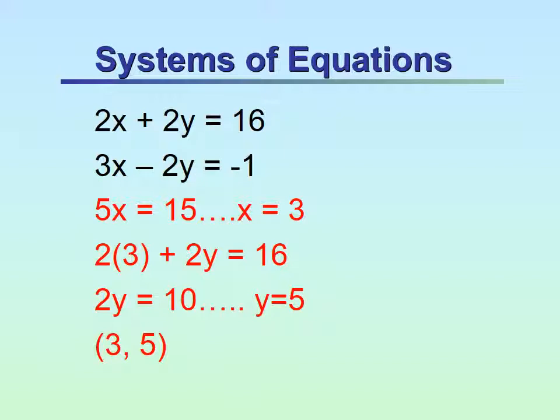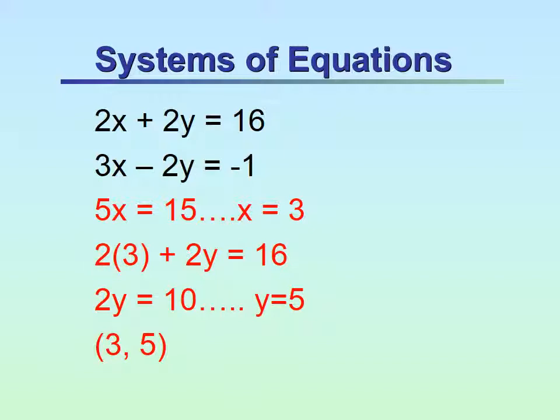Okay, we solve for x. We end up with 3. Now we're going to take x equals 3 and plug it back into the equation. And we can pick either one. I'm going to pick the top one. And we're going to plug x equals 3 into the top equation to find what y is. So 2 times x, or 2 times 3, plus 2y equals 16. Well, 2 times 3 is 6.